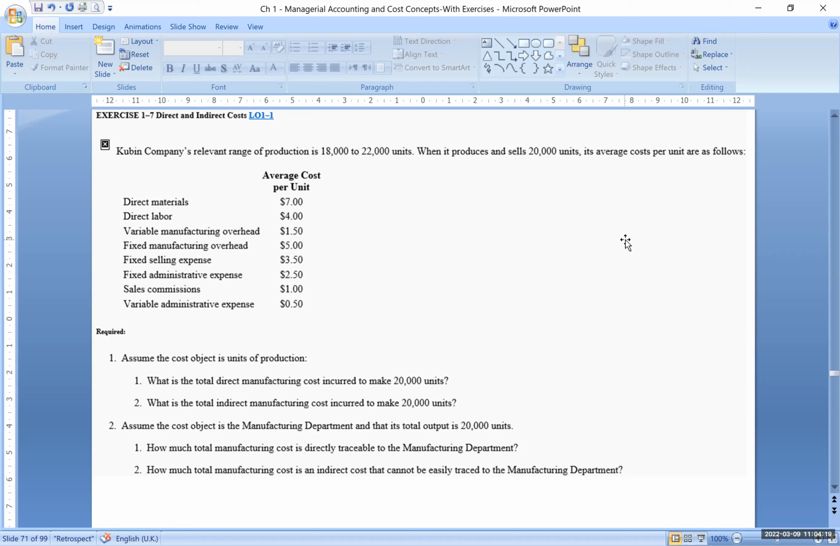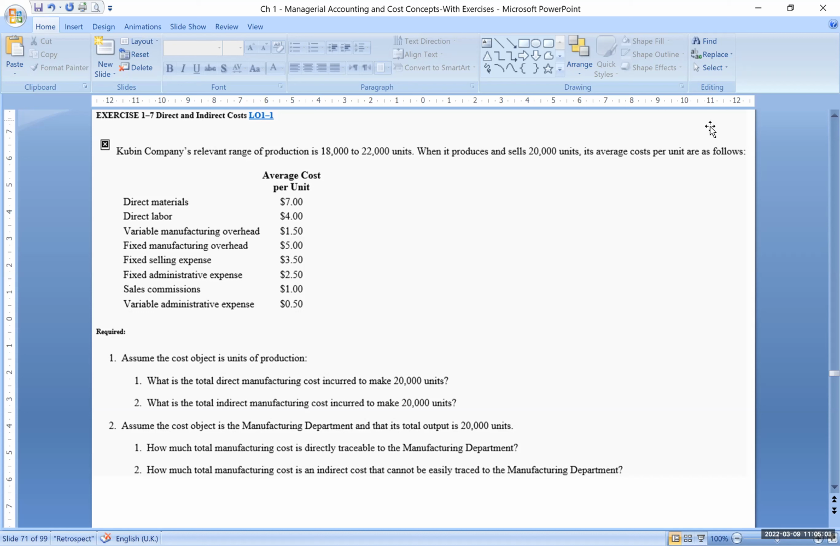The direct materials, $7 per one unit, direct labor $4, variable manufacturing overhead, fixed manufacturing overhead, fixed selling expenses, fixed administrative expenses, sales commission, and variable administrative expenses. Be careful that these costs are per one unit. Now, the required from the question: assume that the cost object is a unit of production. Be careful about the word cost object.